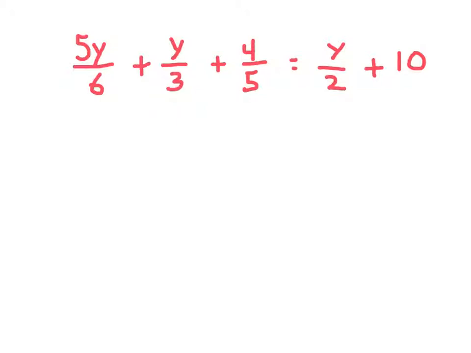Okay, now this would be a nightmare to solve if we didn't clear the fractions, because we have a lot of fractions here, and we have multiple variable terms. All right, so let's find a number that 6, 3, 5, and 2 all would multiply into. So what would that be? That's right, it would be 30. LCD would be 30. All right, so let's multiply everything by 30.